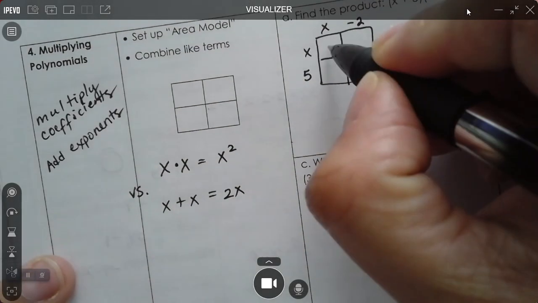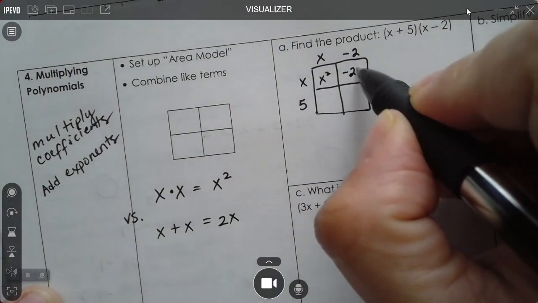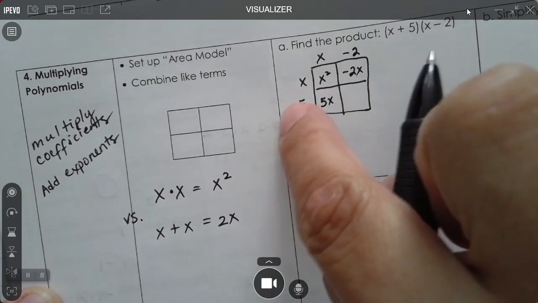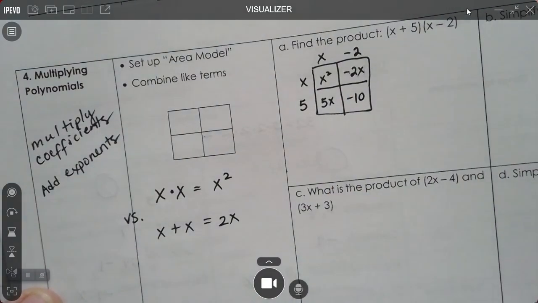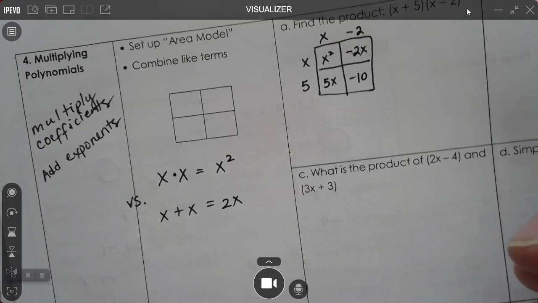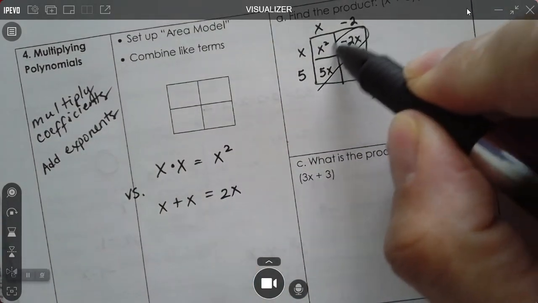All right, so x times x is going to give you x squared. This will be negative 2x, 5x. And here when you multiply, the 5 is positive, but the 2 is negative, so it's negative 10. After you're done filling in the boxes, you're done multiplying. So now what you're going to do is combine like terms.